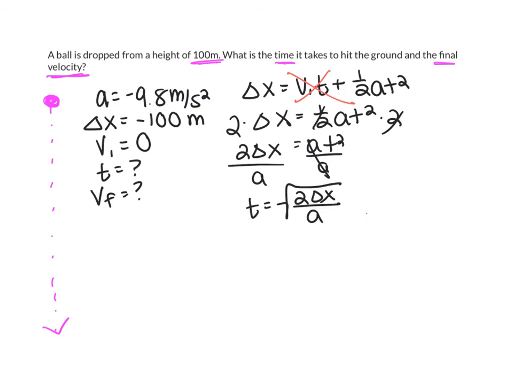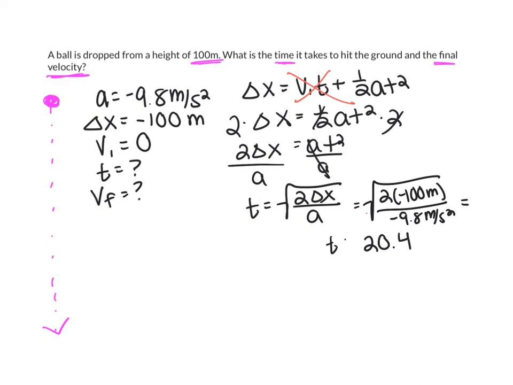We are going to plug in our numbers right now and talk about why it is so important that I wrote down my displacement as negative. If we think about math, I cannot have a negative under a square root. That is an illegal math move. And if I did, something would be wrong, okay? So I'm gonna get my time as 20.4 seconds to hit the ground.